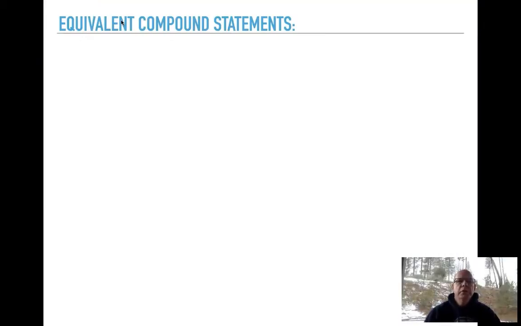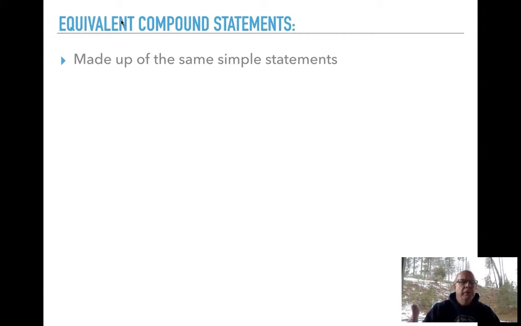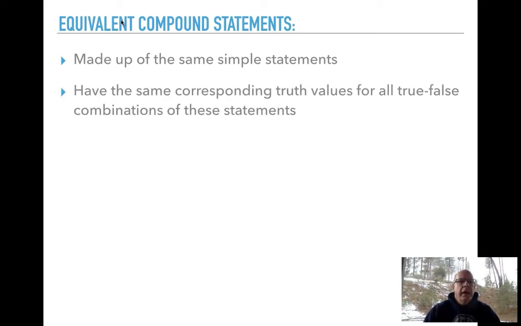So in this section, we're talking about equivalent compound statements. We've been talking about compound statements. They're made up of simple statements, basic statements like P and Q. Equivalent statements have the same corresponding truth values for all true-false combinations of these statements.